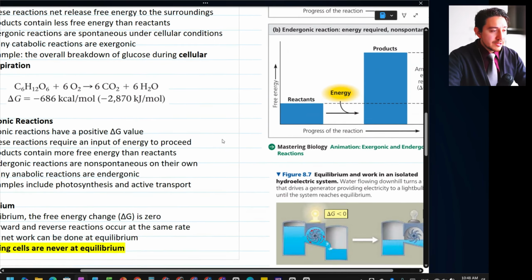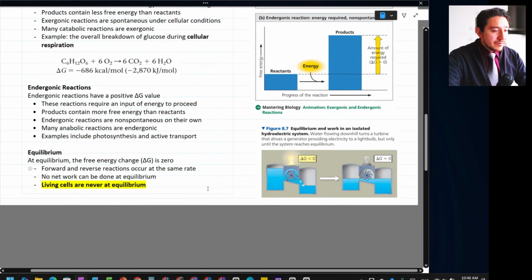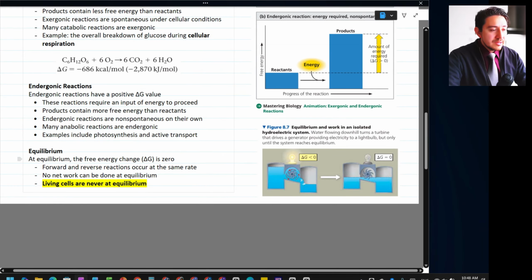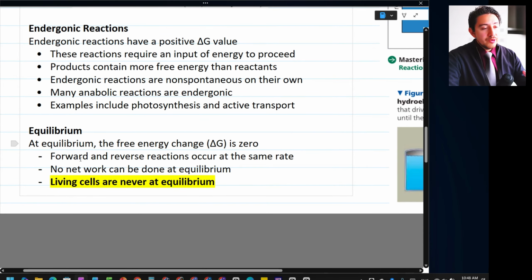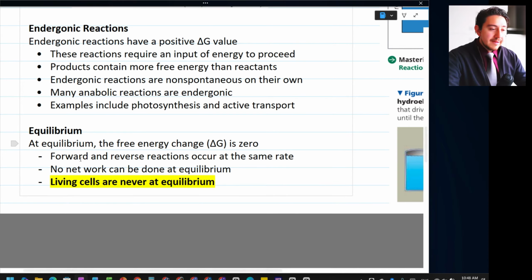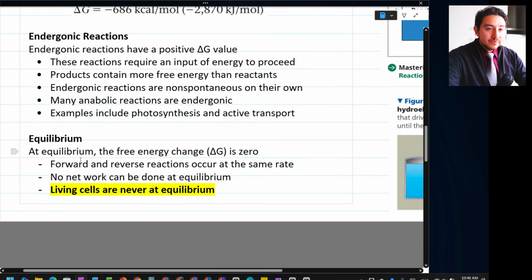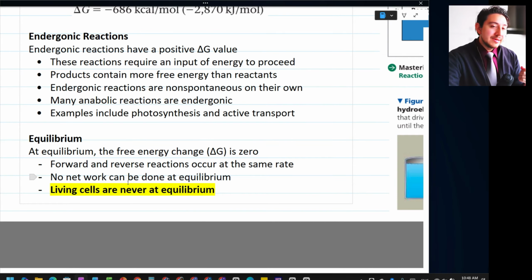So endergonic reactions. Ultimately, one thing that you need to note is this concept of equilibrium. At equilibrium, free energy change is zero. And if there's no free energy present in the environment and in the system, no net work can be done. Okay, there's no net work. So essentially the cell dies. Living cells are never in equilibrium.